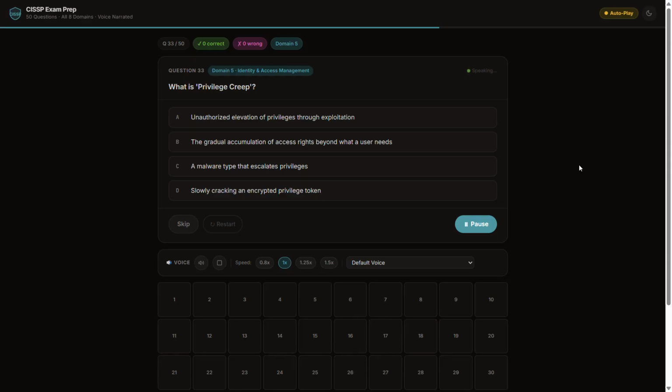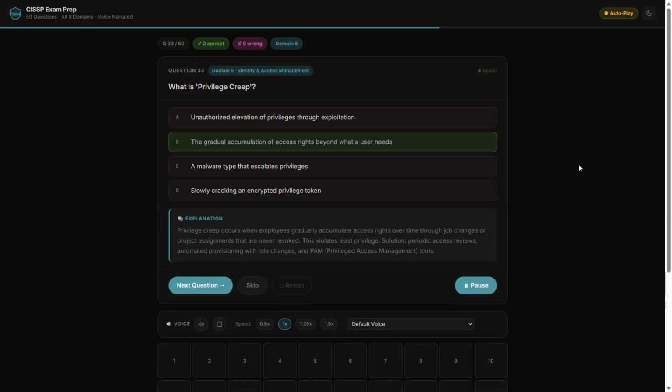Question 33. What is privilege creep? Options: A. Unauthorized elevation of privileges through exploitation. B. The gradual accumulation of access rights beyond what a user needs. C. A malware type that escalates privileges. D. Slowly cracking an encrypted privilege token.